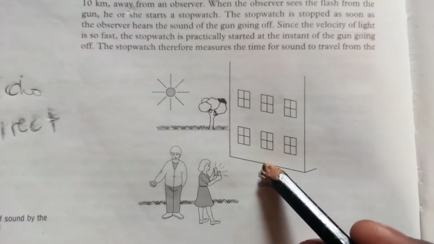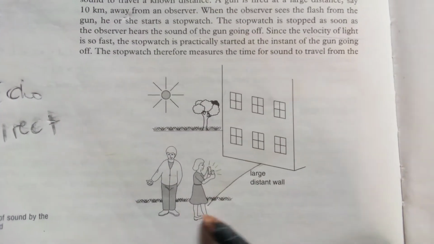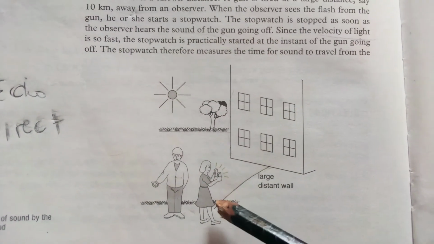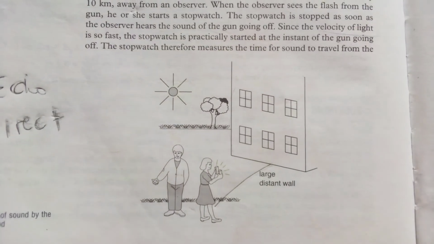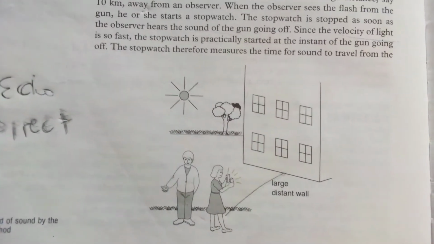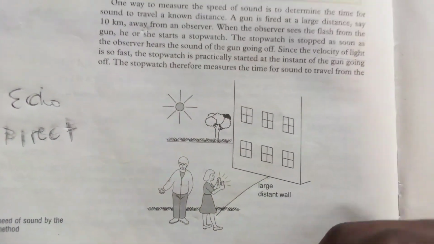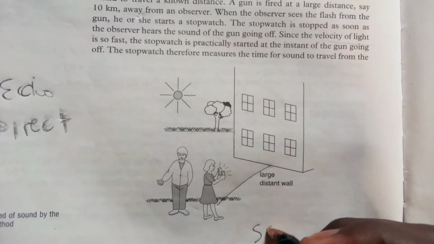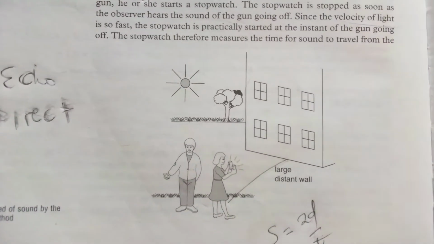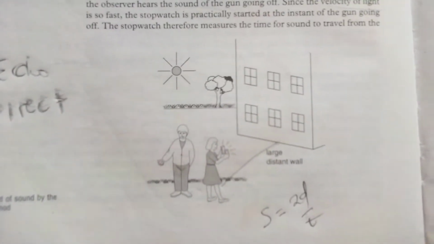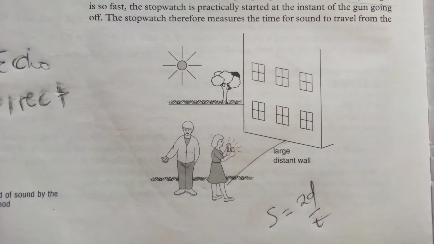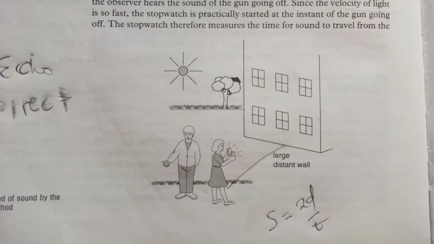Now remember that these people are standing at a certain distance from the wall. They are the same distance. What we mean by echo is that when the sound reaches the building there, it comes back. So here, the formula that we are going to use is speed is equal to 2 distance over time. So that's the understanding about the echo method. Two methods can be used to find the speed of sound in air.